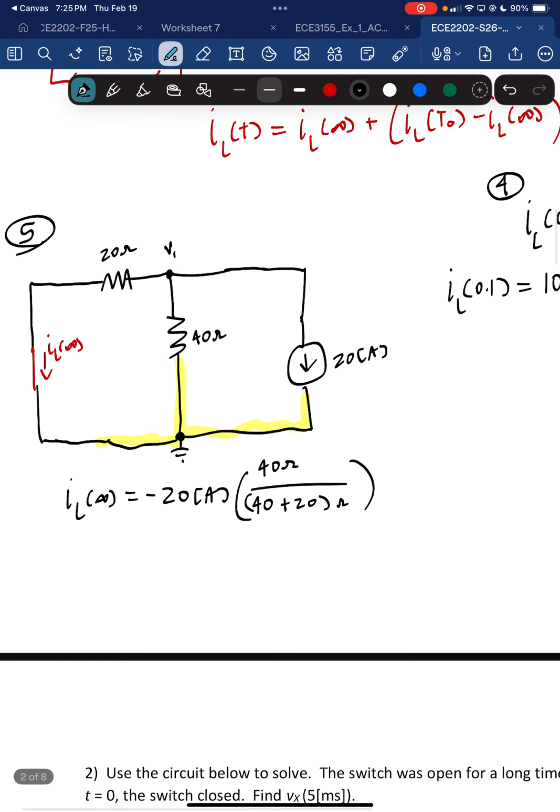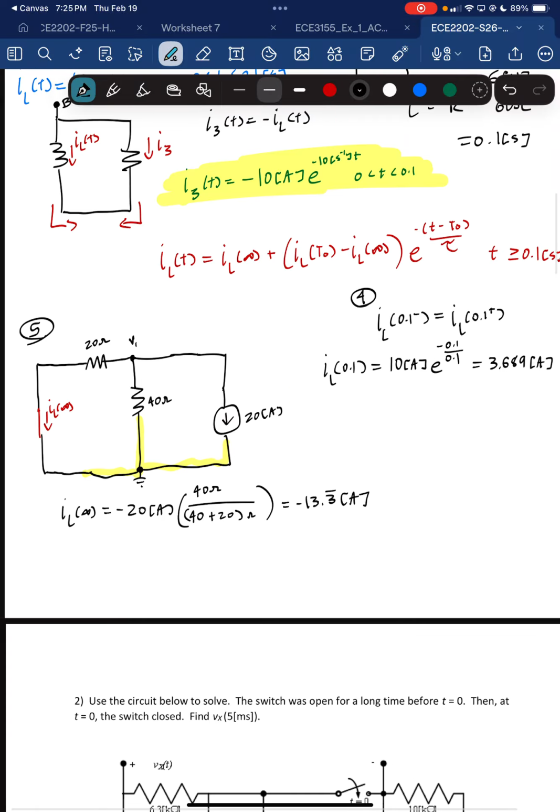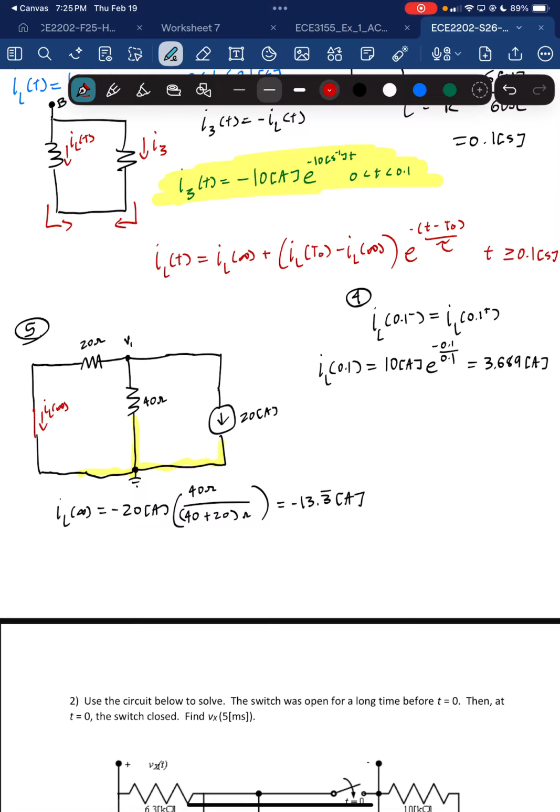ohms, which gets us negative 13.3 repeating amps. Wait, can you explain again why it's a negative 20?